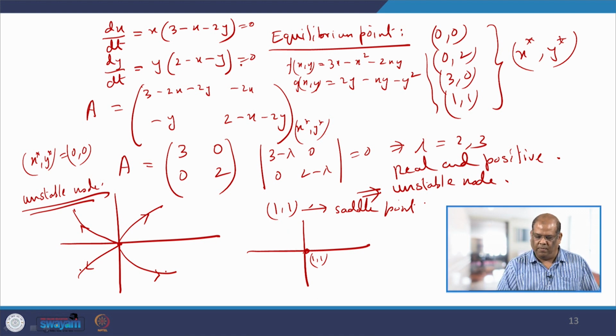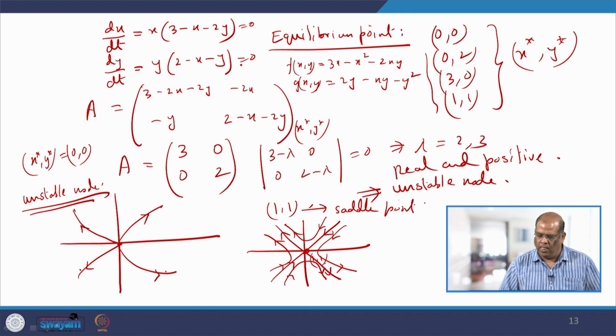So, what does this mean? I will write that this is not the 0 0, I will just write 1 1, and since it is a saddle point, I draw these two lines like this. It is moving away, and you draw your curves. So, it is wise that you do not label your figure, you just get the dynamics and you write what kind of dynamics you are getting.